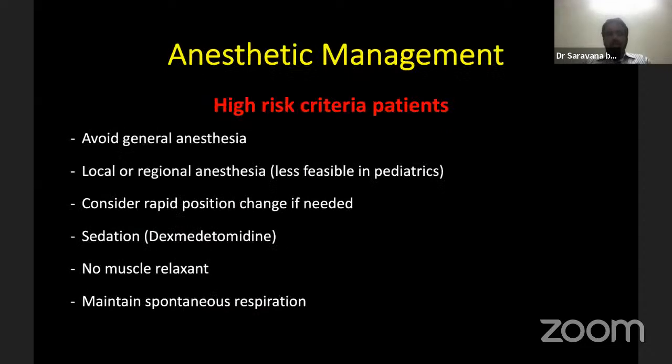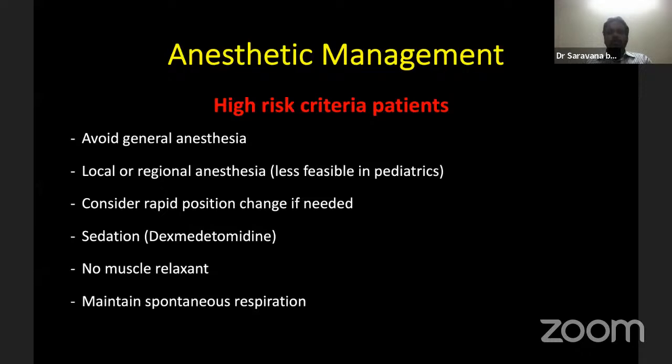So regarding the anesthetic management in the high-risk criteria patient, as I already told, patients having supine symptoms and a tracheal diameter less than 50% of the predicted. In these patients, we always avoid general anesthesia and plan, talk with the surgeons or the other team, and you have to plan for either a local or regional anesthesia and consider a rapid positioning change if needed.